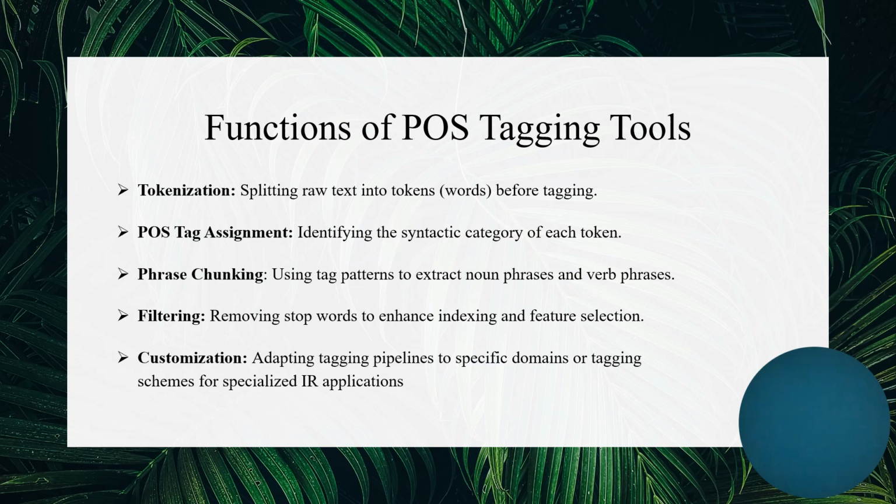Now the functions of POS tagging. The functions are tokenization, which splits the raw text into tokens before tagging. We have POS tag assignment, which identifies the syntactical category of each token. Phrase chunking uses tag patterns to extract phrases like noun phrases or verb phrases. Filtering removes stop words to enhance indexing and feature selection. We also have customization, which adapts the tagging pipelines to specific domains or tagging schemes for specialized IR applications.